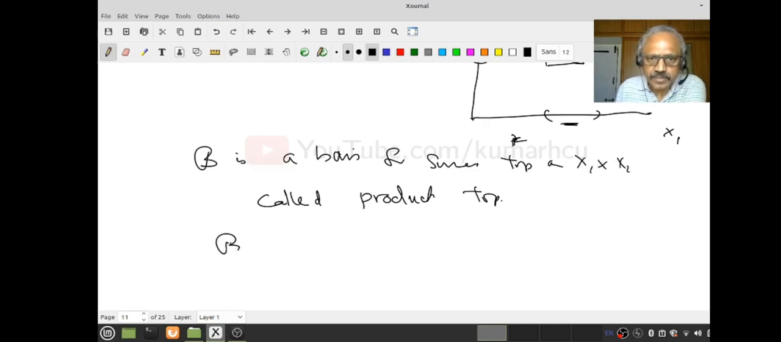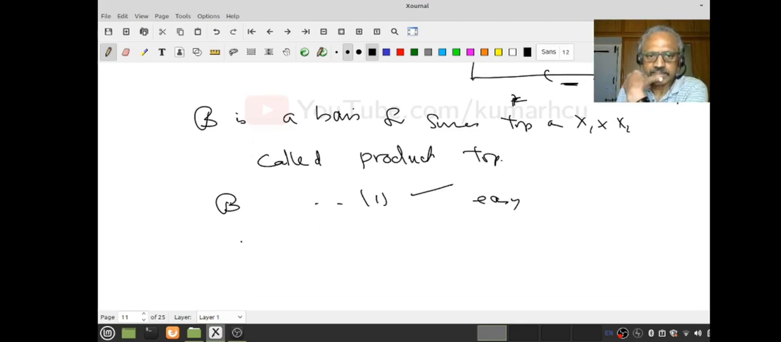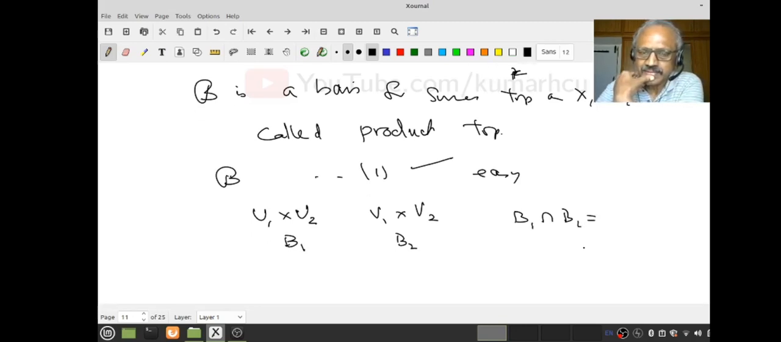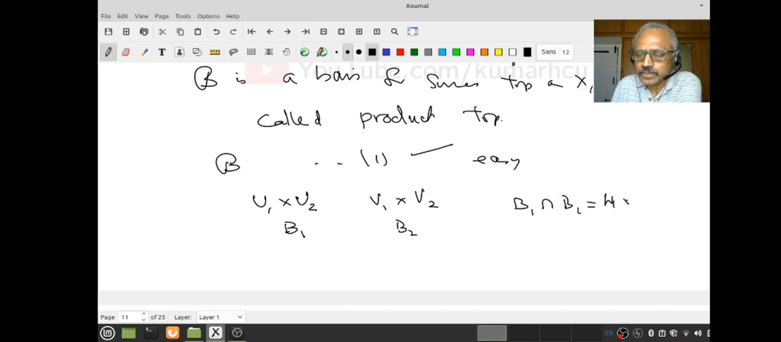Script B satisfies condition one. This is easy. Go back, check it. Now suppose I have U1 cross U2 and V1 cross V2. This is my B1, this is my B2. Then we have checked what B1 intersection B2 is. This is just set theory. That is again of the form some W1 cross W2, therefore it belongs to B. This is just set theory verification. I have done it in one of the first 4 lectures. Please go and verify. So for product topology also we can get it.